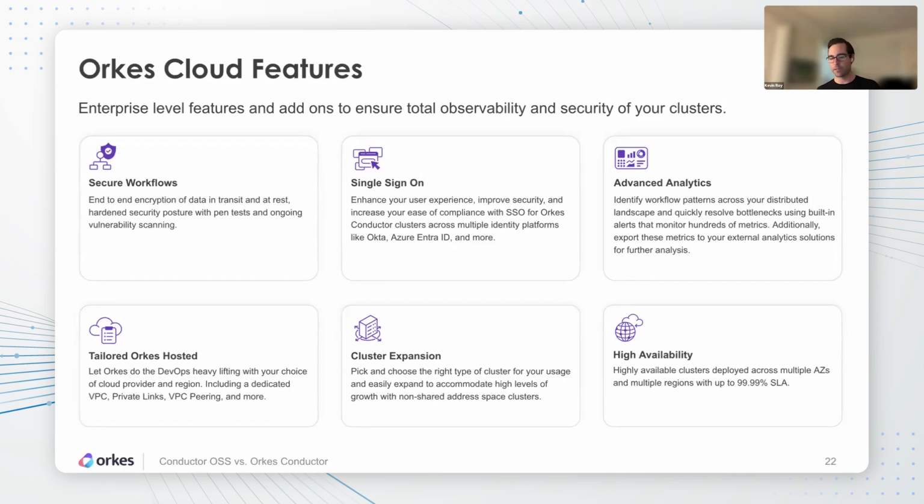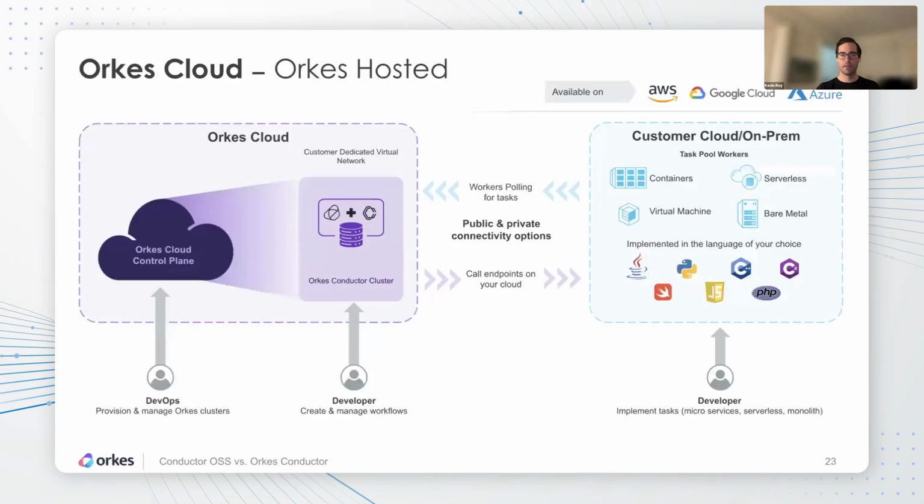And then high availability. We talked about availability a little bit, but we've got highly available clusters deployed across multiple AZs and multiple regions with up to 99.99, those four nines of SLA. And this showcases what each of these models looks like. It's pretty straightforward.